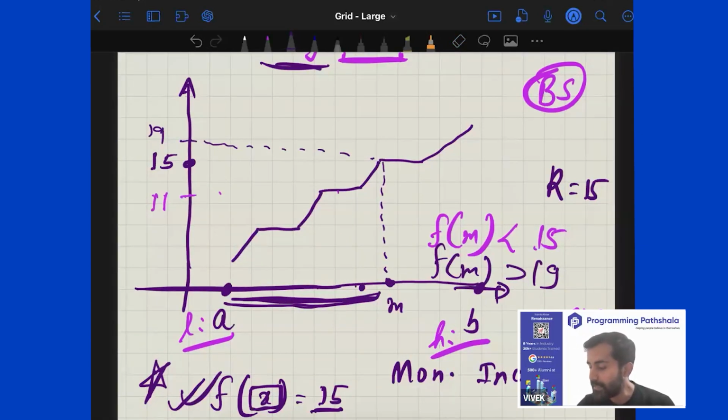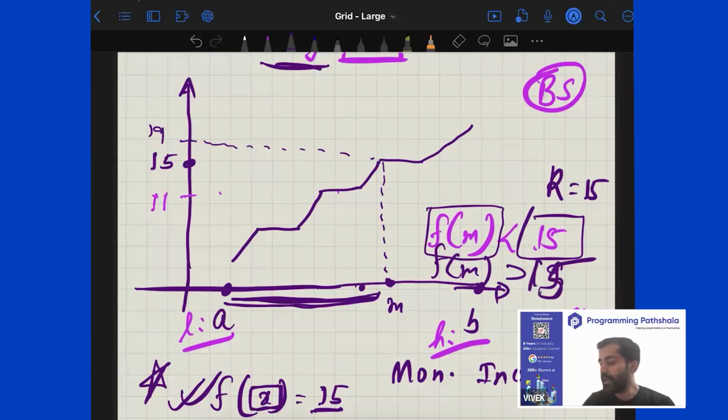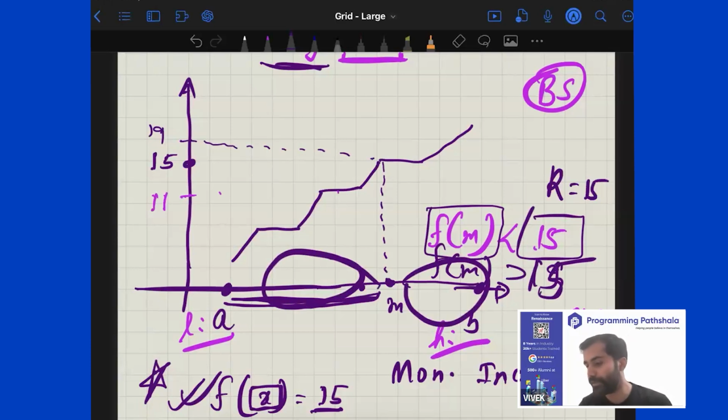And what is the key idea? That depending on the relationship between f of mid and key, the key was 15, right? You choose either the right side or the left side. And based on that, you get your job done. This is the concept which I wanted to talk about.